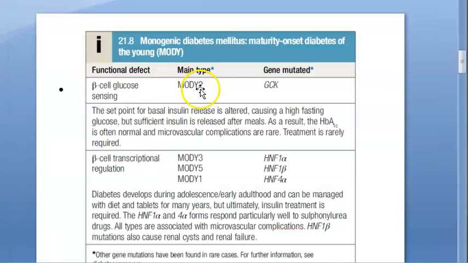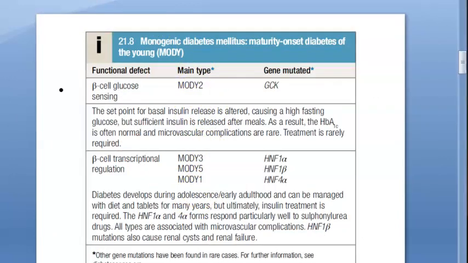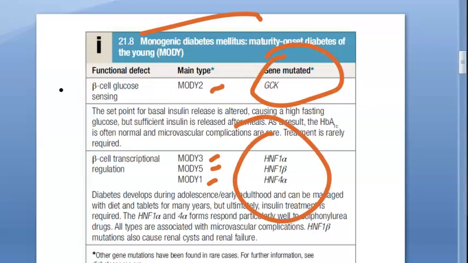Wait. See, MODY, how many types are there? 1, 2, 3 and 5. I can see types 1, 2, 3 and 5. What is MODY? Maturity onset diabetes of the young. Okay. This is also a type of diabetes mellitus. It is monogenic diabetes mellitus, means single gene, right? And what is the gene mutated? GCK and HNF. Okay. What exactly is happening if GCK is affected? Beta cell cannot sense the glucose, looks like.